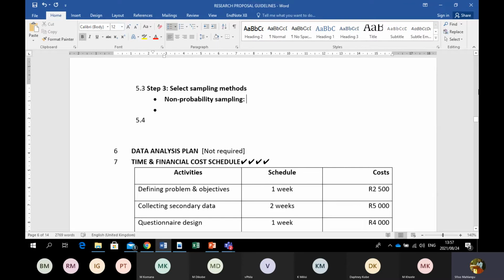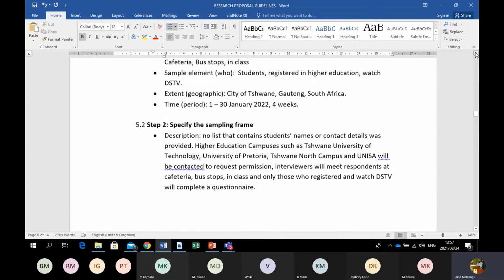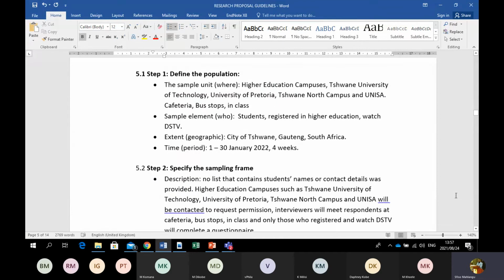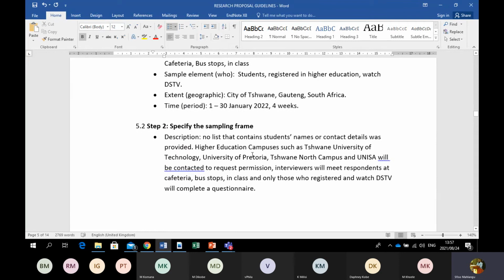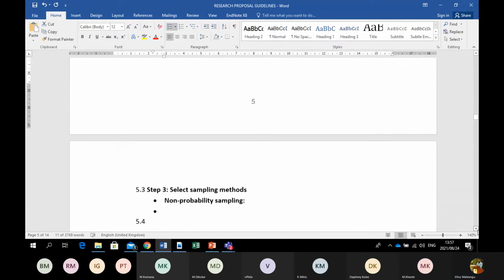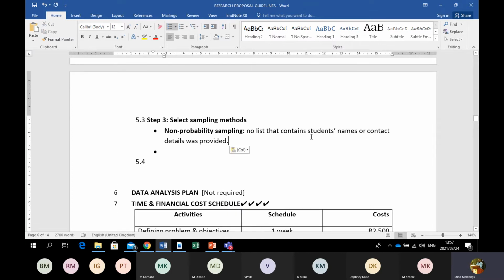So we must motivate this answer, why we chose non-probability. Once again, you will see that everything that you do in a previous step leads you to the next step. We've already indicated here that because no list that contains students' details was provided, we just need to build up from that definition. That's why we say non-probability. No list that contains students' names or contact details was provided.